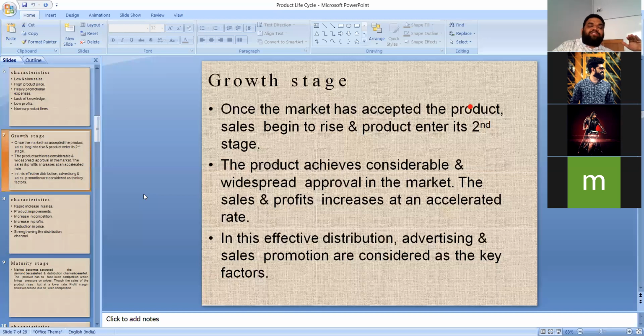Okay, the sales have increased. What happened here is you have reached the customers. Now, once you have reached the customers, the sales and profits increase at an accelerated rate.